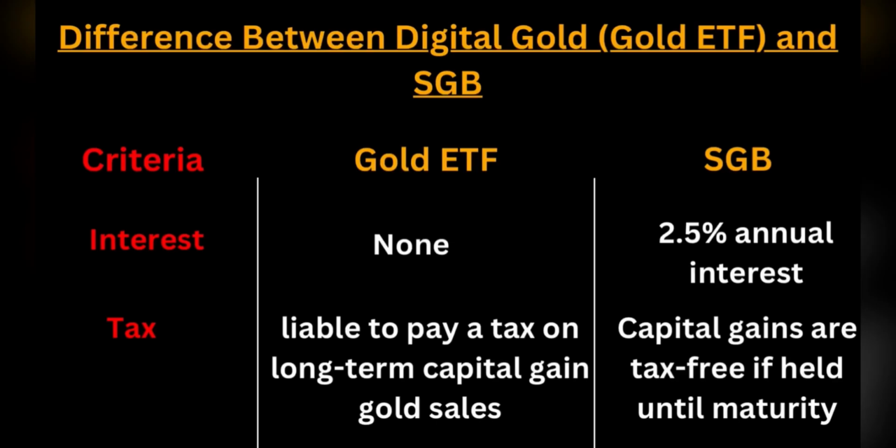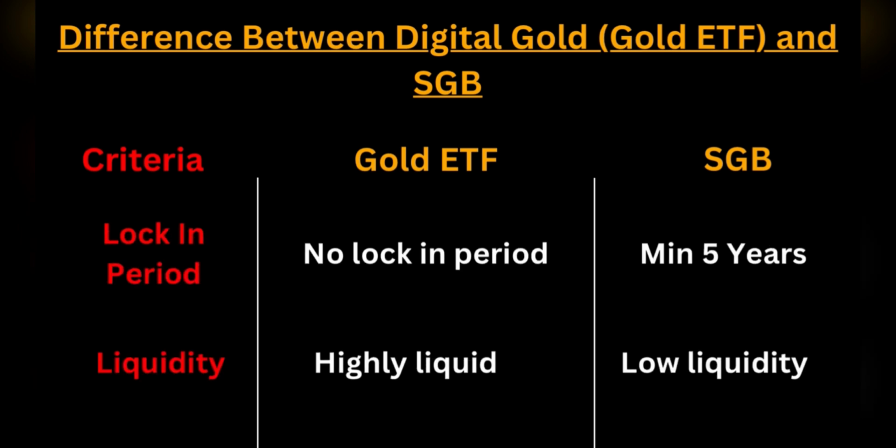Gold ETFs and sovereign gold bonds also differ. As we discussed, SGBs give 2.50% interest, while gold ETFs don't give interest to investors. If investing in gold ETFs, investors have to pay tax on long-term capital gain, whereas if you hold SGBs till maturity, that is 8 years, there is no capital gain tax. But gold ETFs come with no lock-in period unlike SGBs, that is 5 years. Gold ETFs have higher liquidity than SGBs.